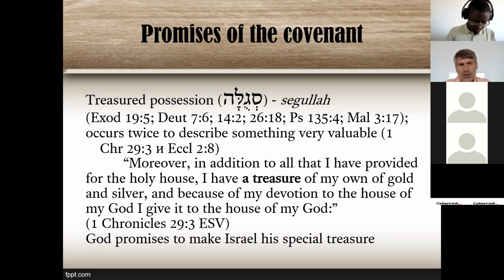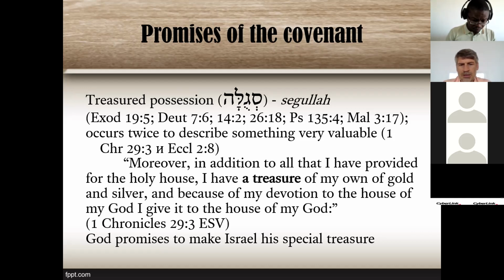So let us consider these three special expressions that are used in this book. The first one is treasured possession. This is the Hebrew term segulah, and actually it doesn't occur very often in the Bible, but from other occurrences of this word, we can understand that the meaning of the word is something which is very, very valuable. Especially we can cite First Chronicles chapter 29 and verse 3. "Moreover, in addition to all that I have provided for the holy house, I have a treasure of my own, of gold and silver, and because of my devotion to the house of God, I give it to the house of my God."